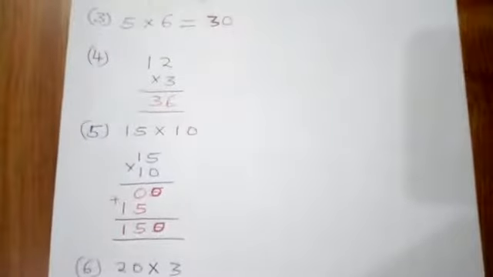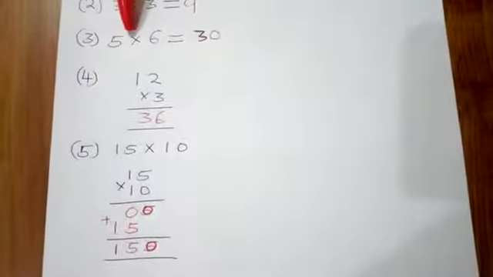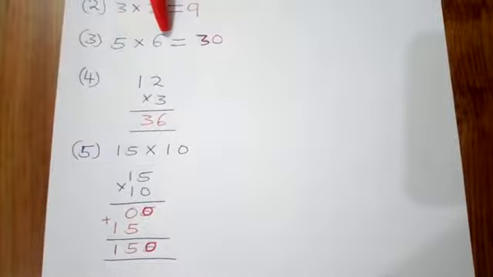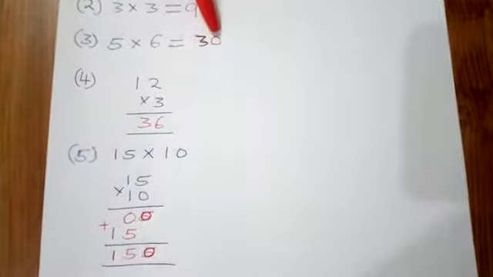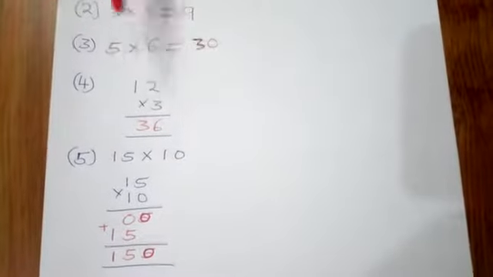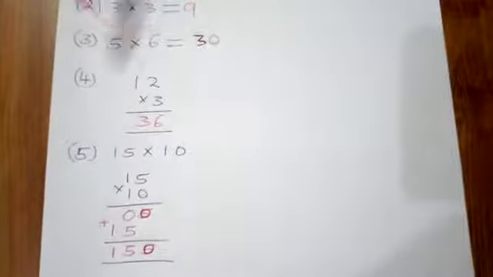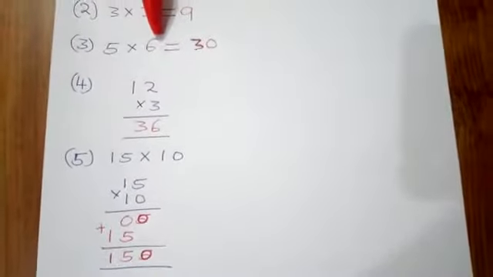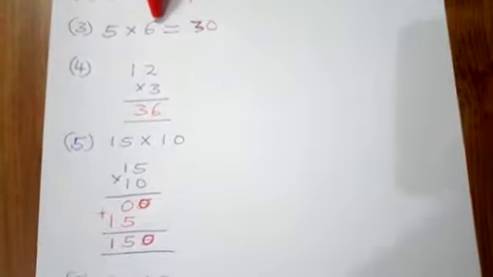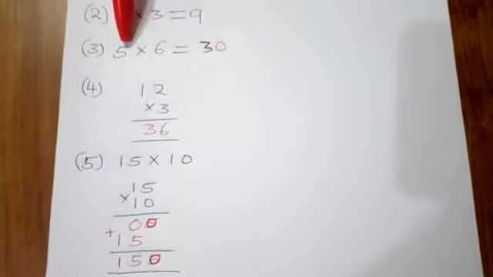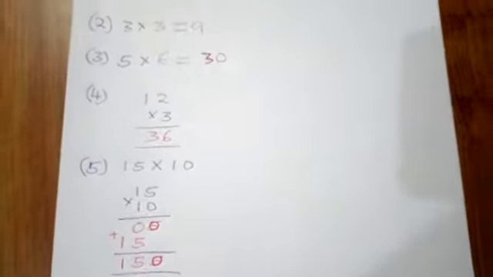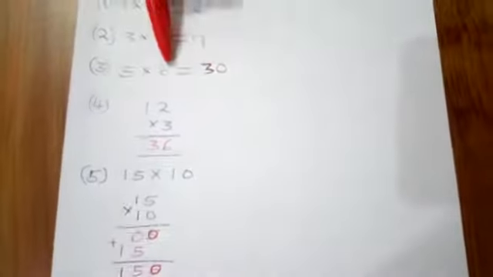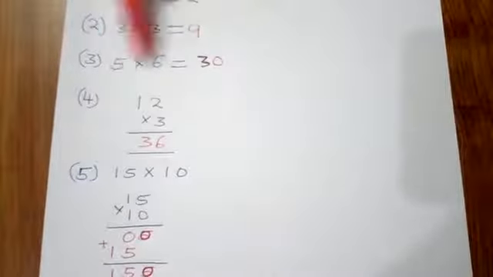Our next example is 5 times 6, which gives us 30. So this means we have, for example, oranges. We have 5 oranges put in 6 groups. So we are going to add 5 oranges 6 times, or we have 6 groups each having 5 oranges. So if you add them, it's going to give us 30.